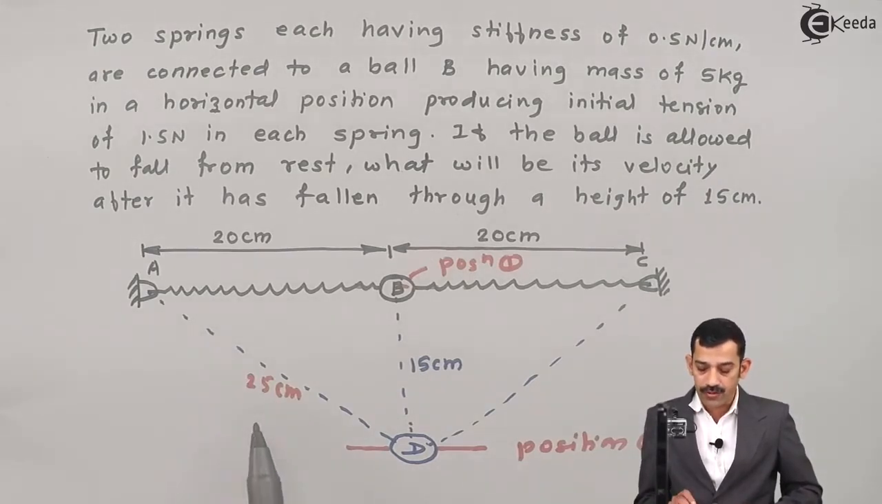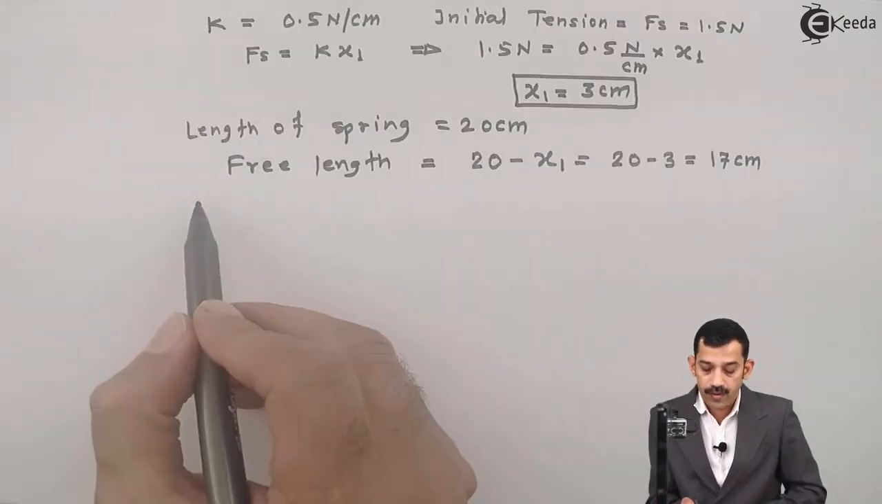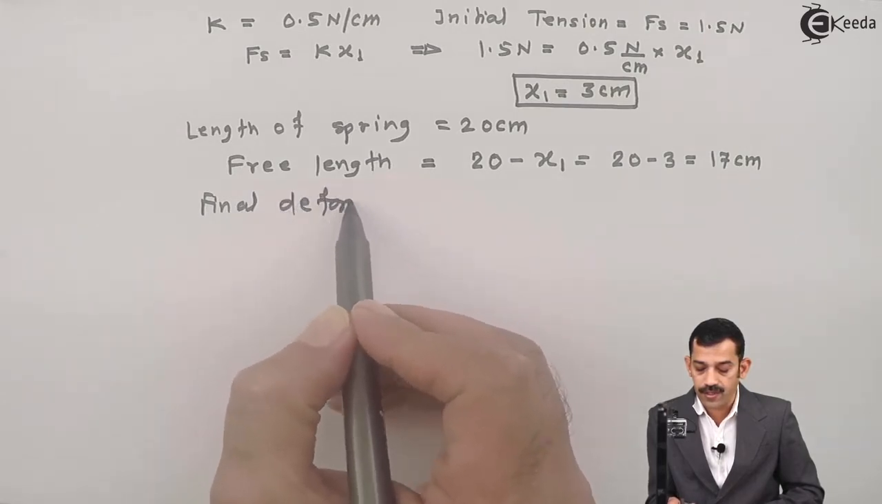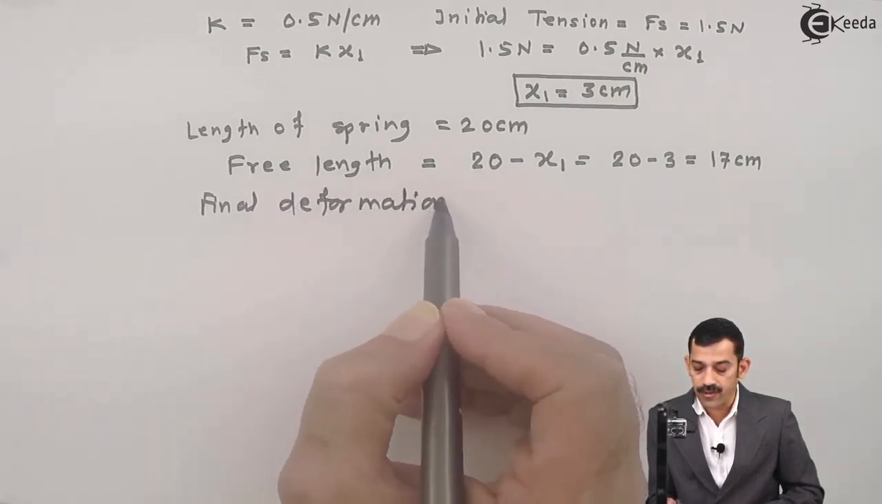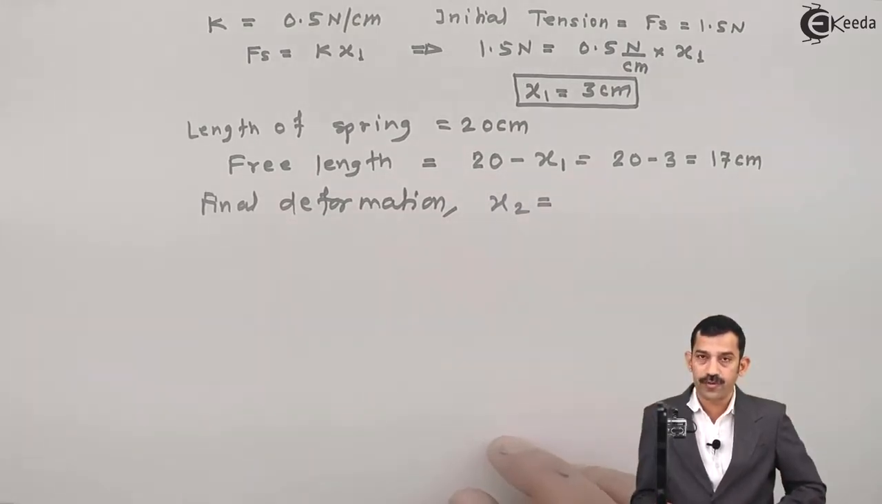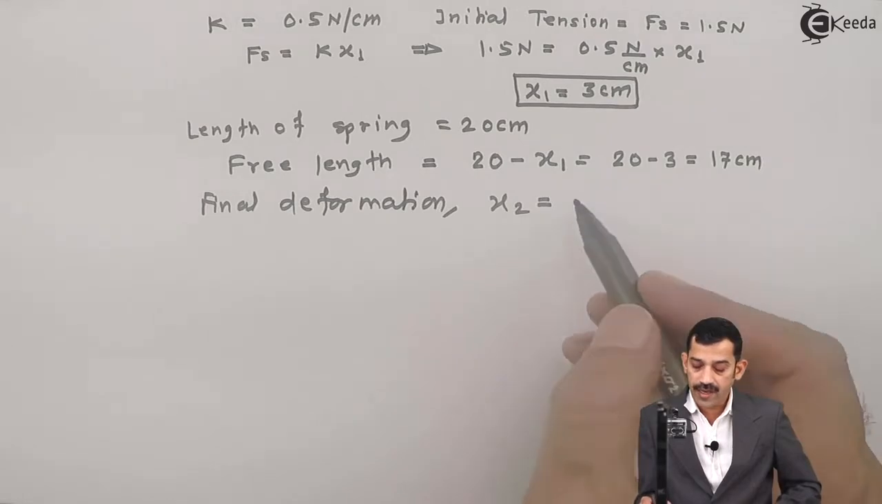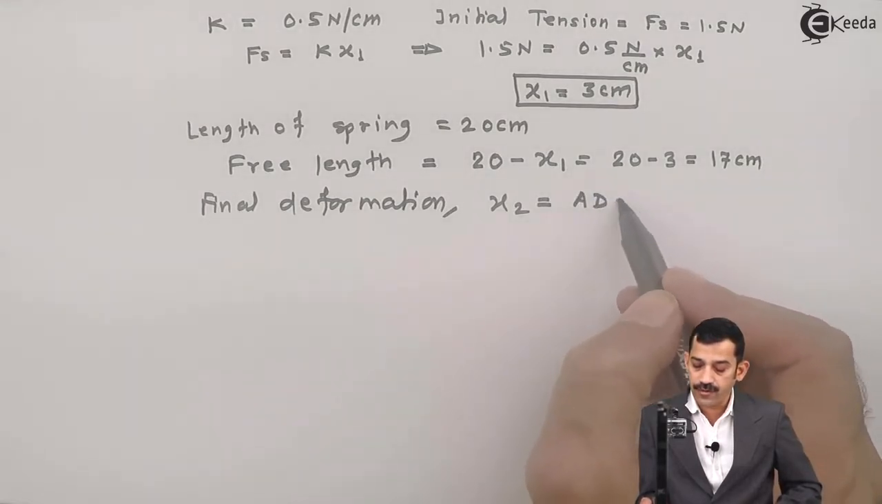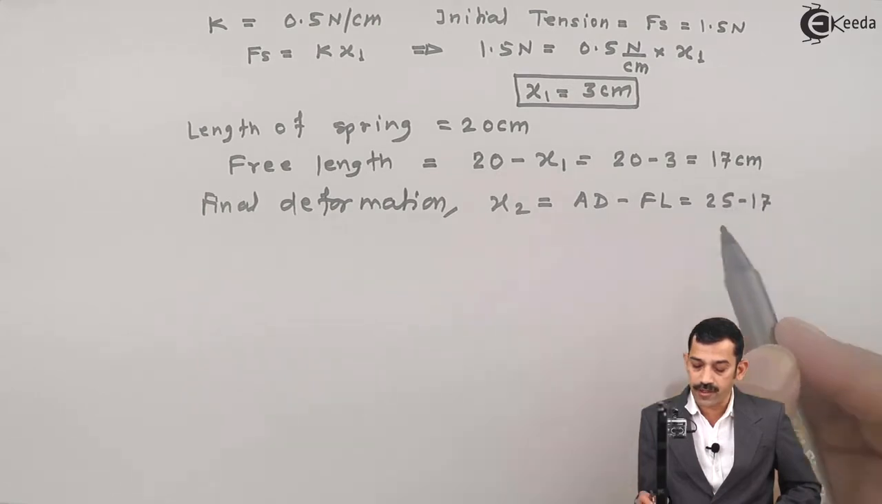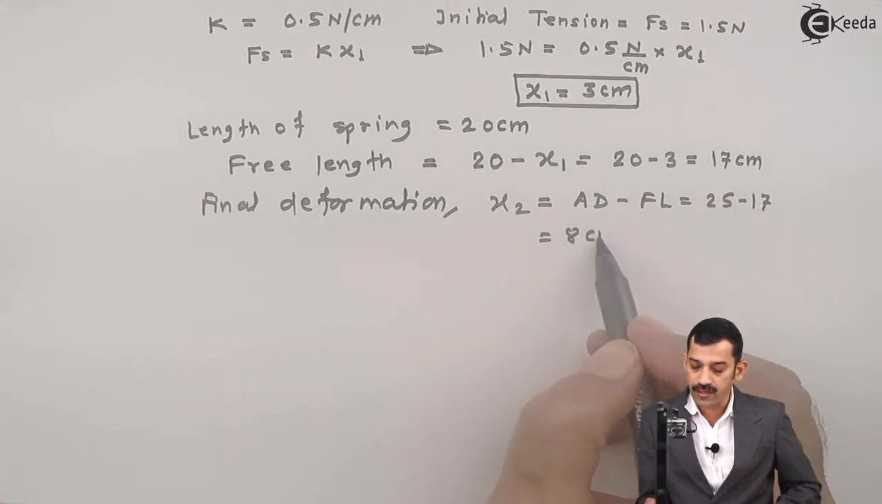Therefore, the actual length of the spring is 25. The free length of the spring is 17 centimeters. That means the deformation of the spring comes out to be 25 minus 17. Therefore, the final deformation of the spring, x2, is equal to the actual length of the spring in position 2, which is AD, equal to 25 minus the free length. That means 25 minus 17, so x2 is 8 centimeters.